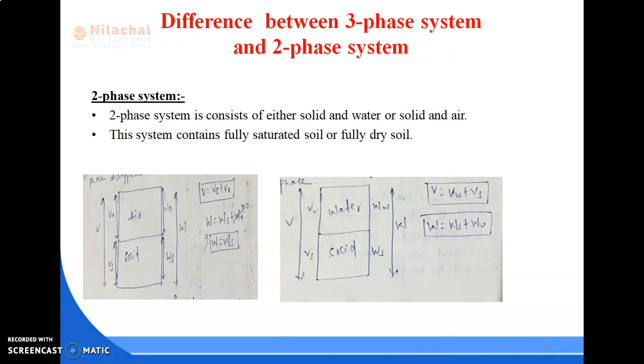And the two-phase system consists of two things, either solid and water or solid and air. This system contains fully saturated soil or fully dry soil. So these are the figures. This is the fully dry soil and this is the fully saturated soil. In case of fully dry soil, two things, solid and air, are present. Here again in saturated soil, solid and water are present like this. So these are the basic differences between the three-phase system and the two-phase system.